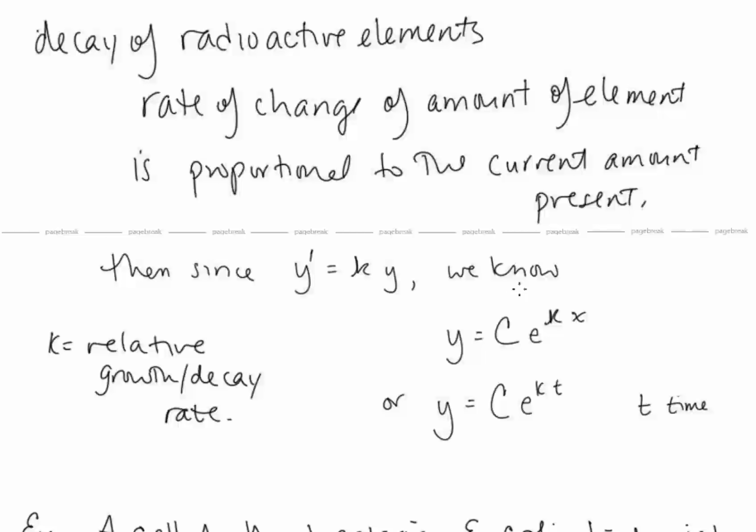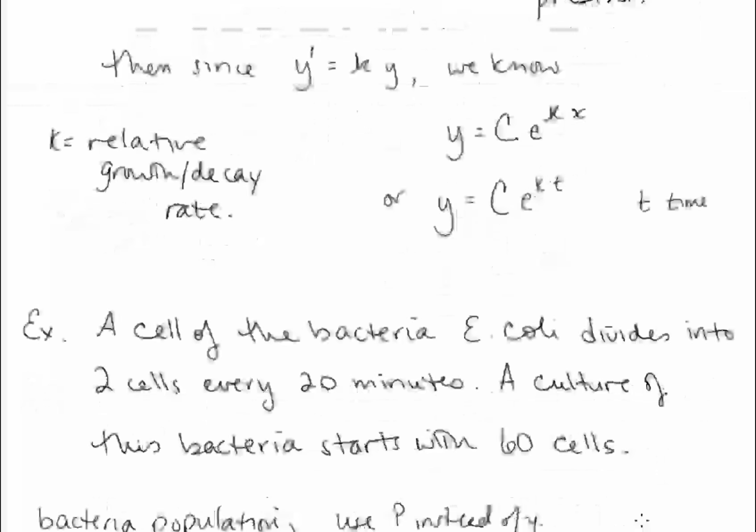Then in either of these cases, since y prime is equal to ky, we know the form of the solution function. It must be of the form y equals c e to the kx, or if we use t for time, y equals c e to the kt. We know that the solution for this equation must be of this form. And we call k the relative growth or decay rate. So let's take a look at an example.